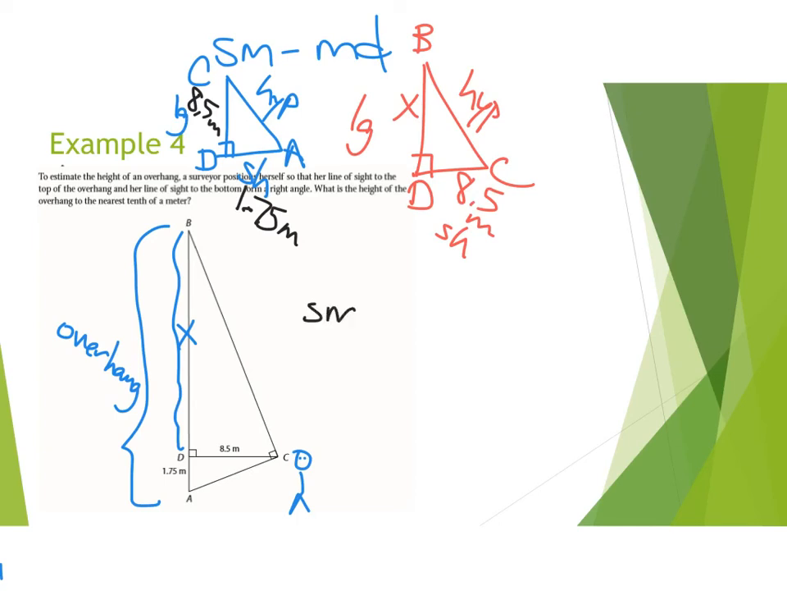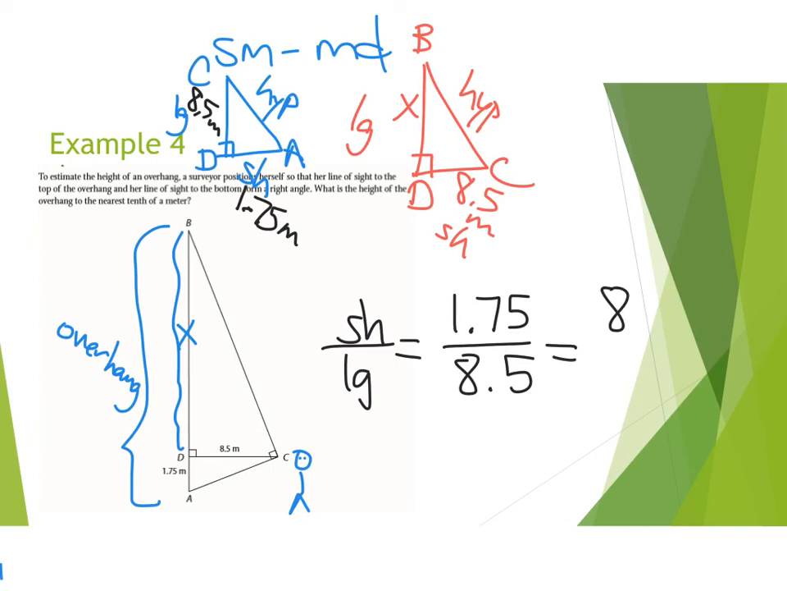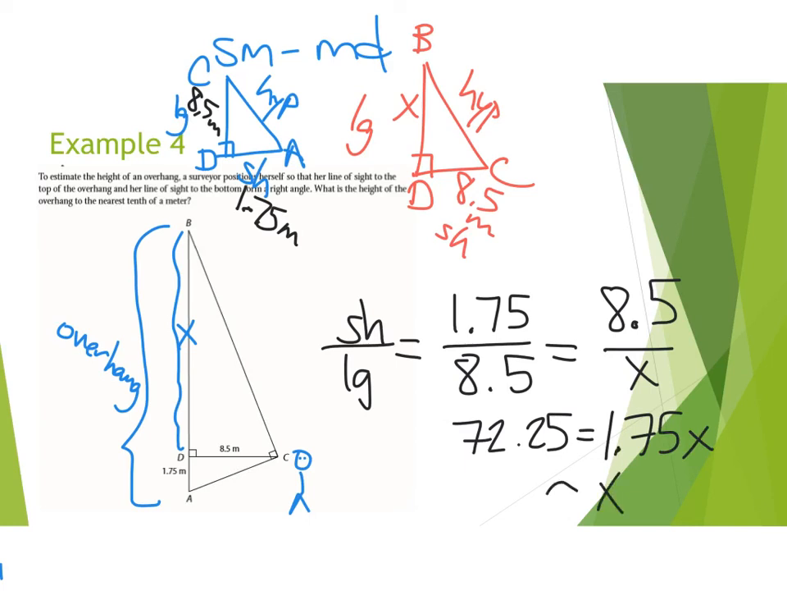So let's write our proportion. I did that wrong. We want to say short leg to long leg. For the small triangle would be 1.75 to 8.5. That matches with 8.5 to X in the medium triangle. Do your cross products. And X should come out to be approximately 41.3 meters.